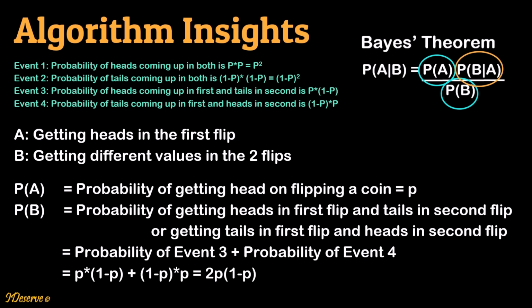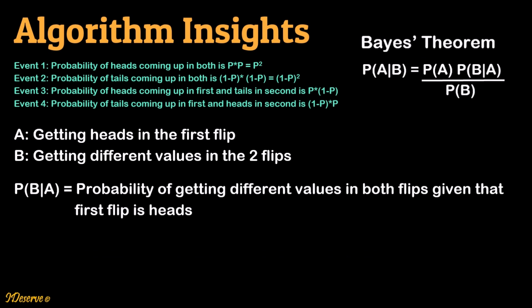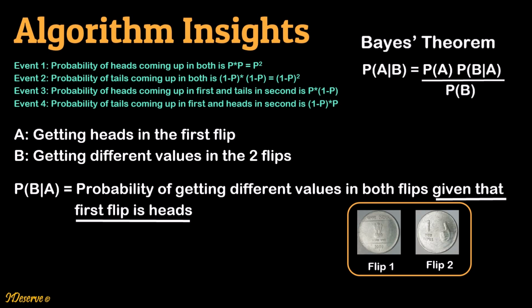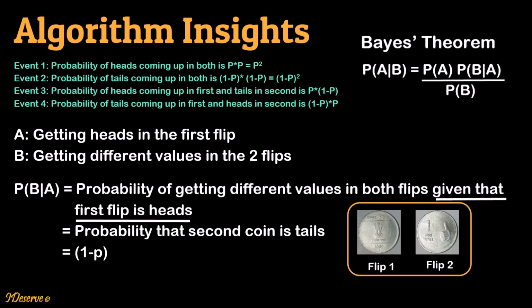Now let's calculate probability of B given that A has already occurred. Now here probability of B given that A has already occurred is probability of getting different values in both flips given that first flip is heads. Let's visualize it. We want to have different values in both flips and it is given that flip 1 is heads. So to have different values in both flips, flip 2 needs to be tails. So here probability of B given that A has already occurred is same as probability that second coin is tails, which is 1 minus P.